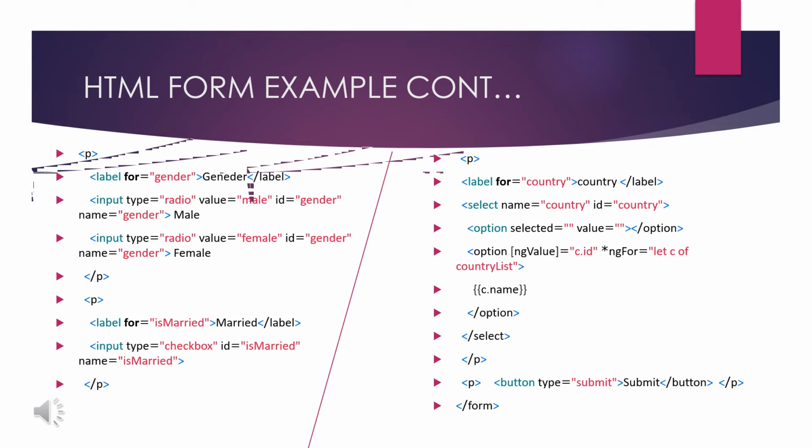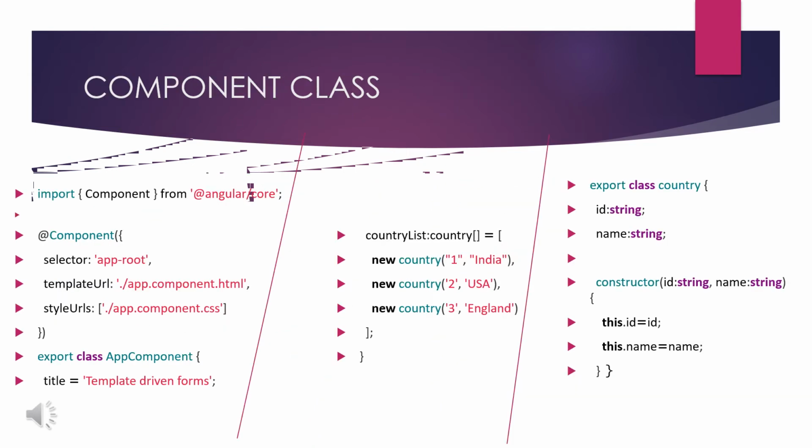Okay, so the option is closed and we have a submit button. Next we have a component class. Inside this component class, we don't have many complicated code or logic. We have a simple title, which is template driven forms, and then we have the country list. Inside this country list, I have new countries: 1 India, 2 USA, and 3 England. These are listed in the country list.